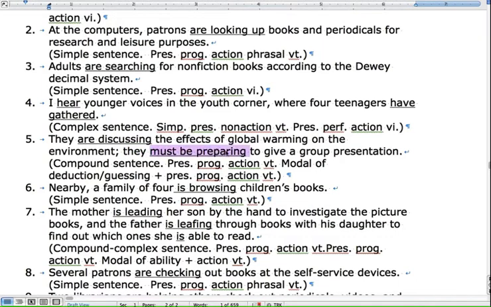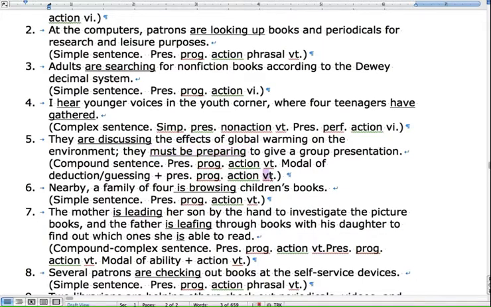The verb is must be preparing. Must be. This is a modal of deduction. This is a modal where you're guessing, and it's used in the present progressive with the main verb in the ing form. If we're sure, we can say they are preparing. If we're not sure and we're deducing this, we're predicting this, we're guessing this, we can use the modal must. Must be preparing. They must be preparing to give a group presentation.